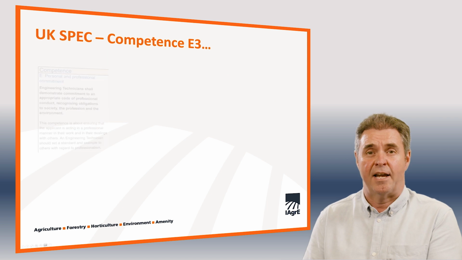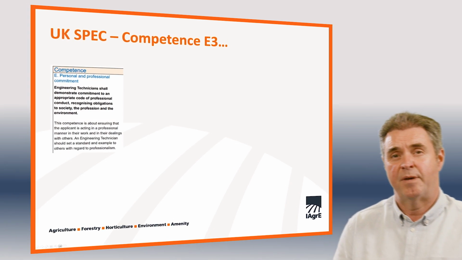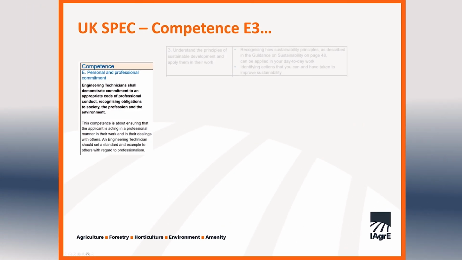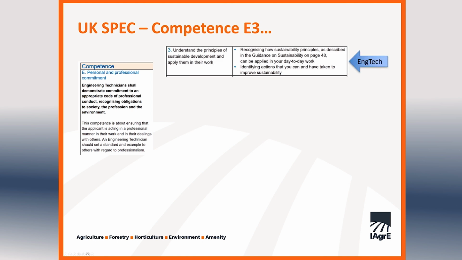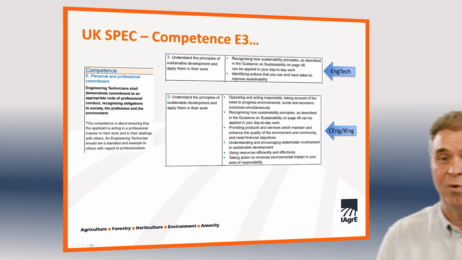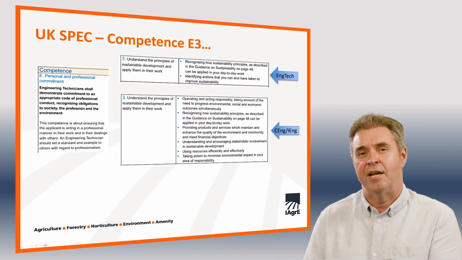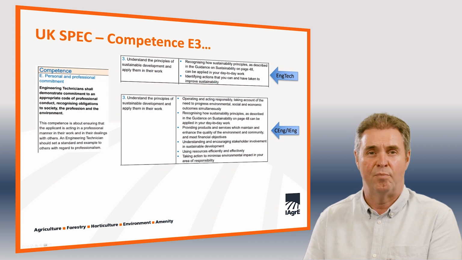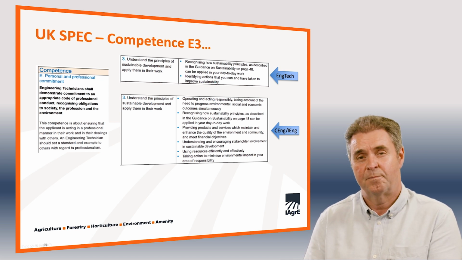One common question we get asked is for Competence E. This is about personal and professional commitment. Attribute number 3 is exactly the same for incorporated and chartered engineers, but the evidence required does differ to that of an Eng Tech. In reality, IEng and CEng registrants will be of graduate level and are likely to be working in higher level roles, researching, analysing and developing technical solutions. An engineering technician is more likely to be in a practical role, applying proven techniques to diagnose and resolve problems and carrying out test work.